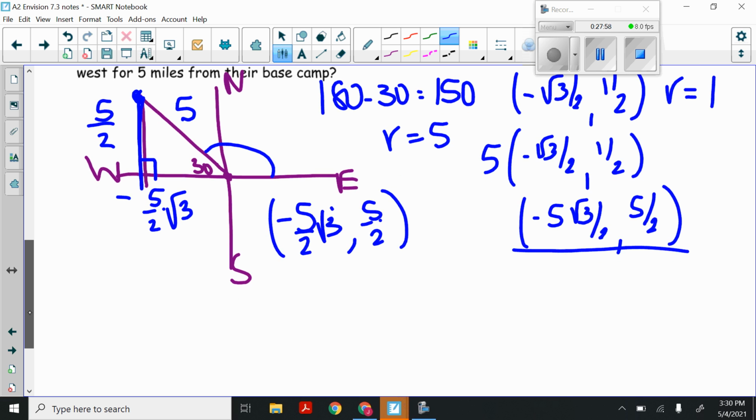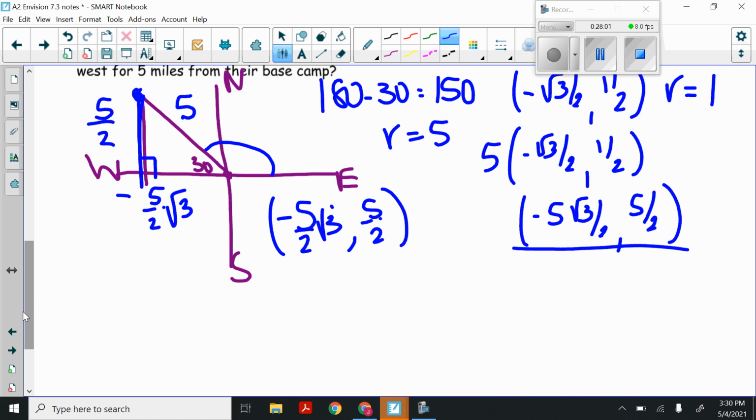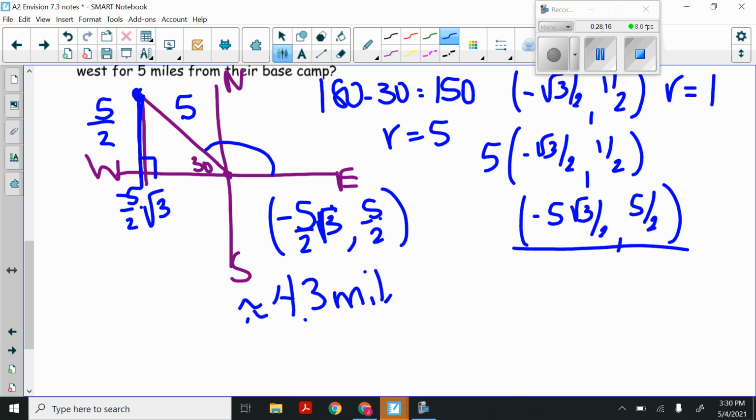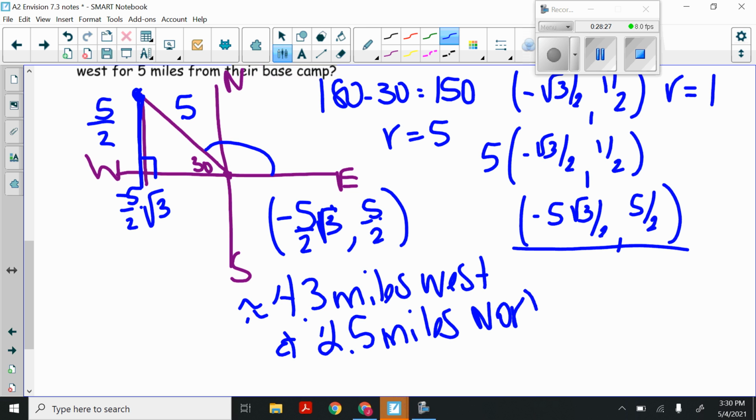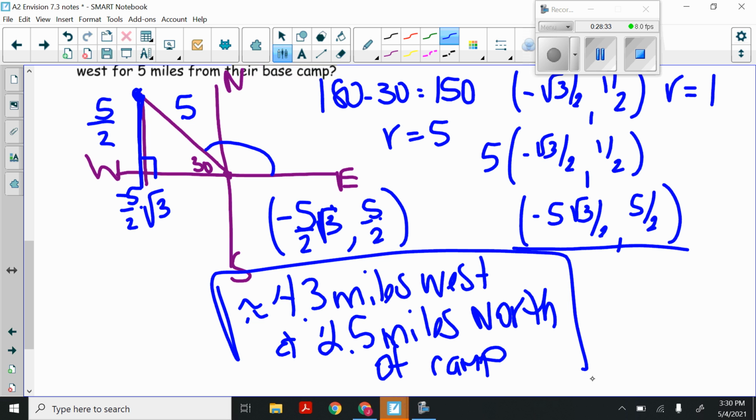So now let's make sense of what that means. Again, negative 5 halves square roots of 3, we're going to type that into our calculator. And we find that that turns out to be 4.3. We don't need that negative sign, right? So we have approximately 4.3 miles west and 5 halves, which is 2.5 miles north of camp. So that is the actual position of the search team. They're 4.3 miles west and 2.5 miles north of camp.